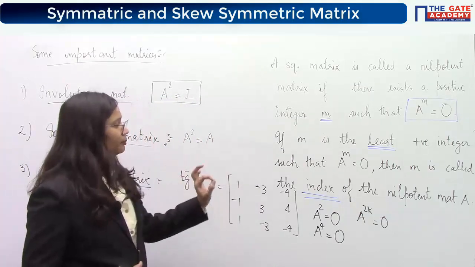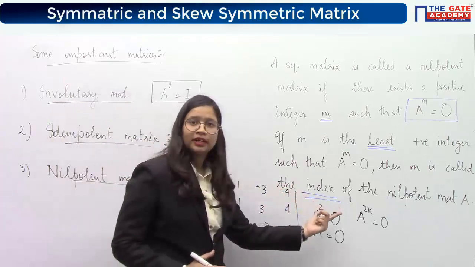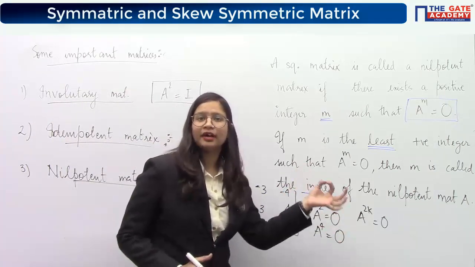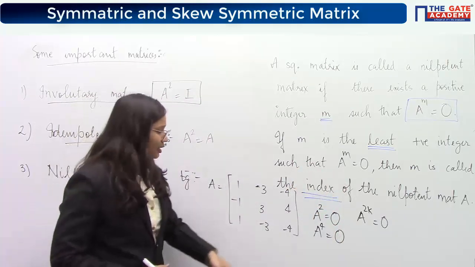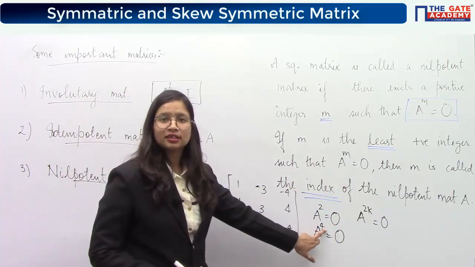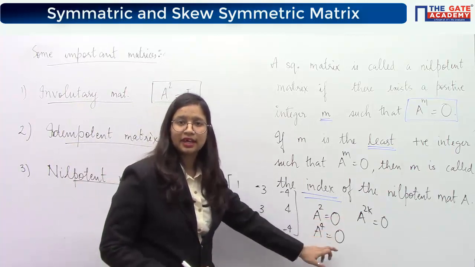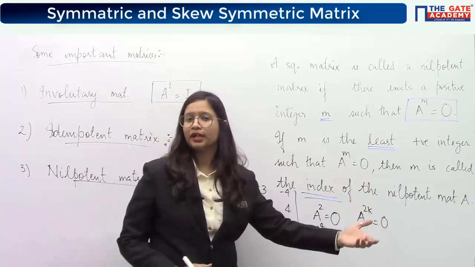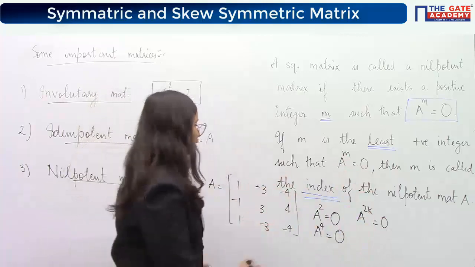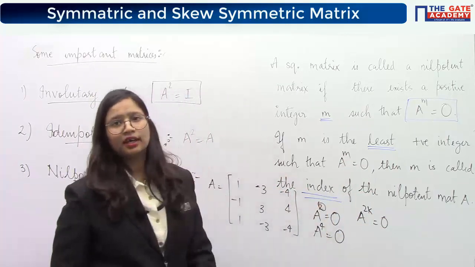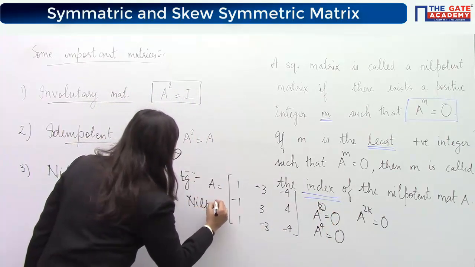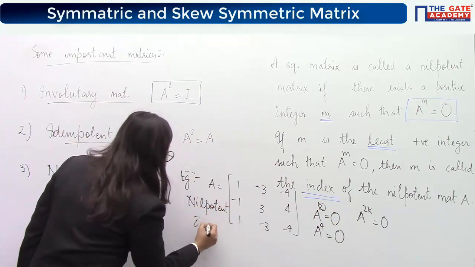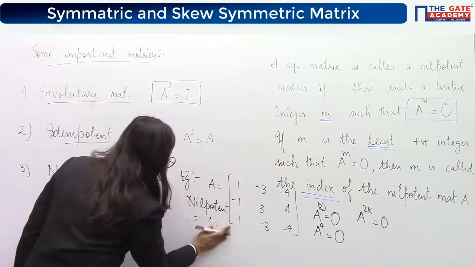But the index of this matrix is the minimum positive value of the power which makes this a null matrix. That means 4 will not be considered as its index, or any other number. Only this 2 is said to be its index. So this is a nilpotent matrix with degree or with index 2.